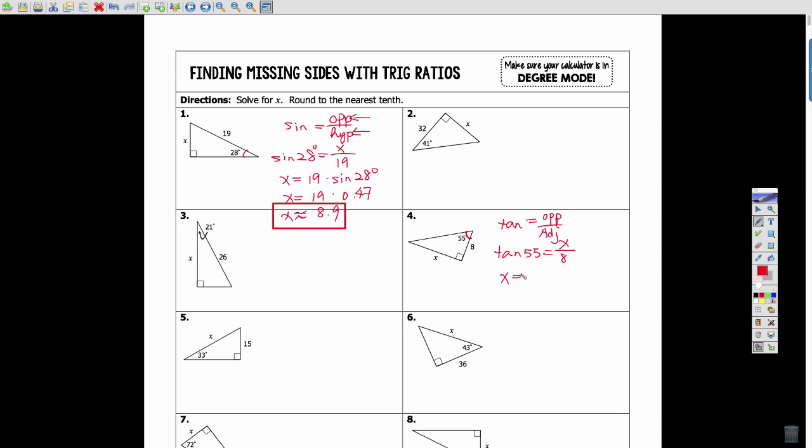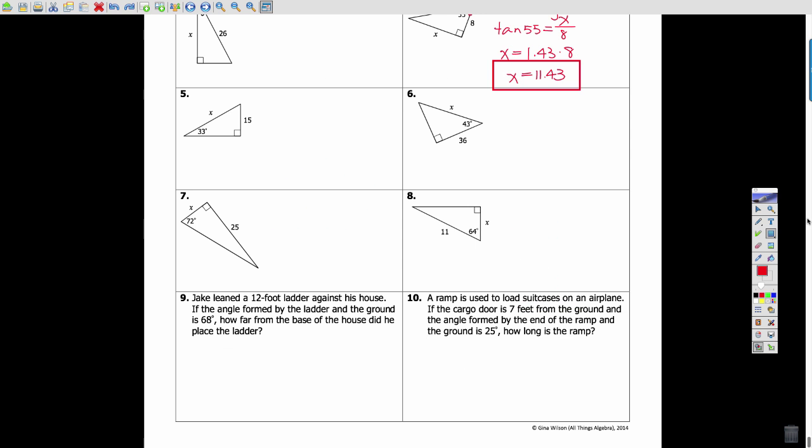So when you do tan 55, that's about 1.43. If you multiply both sides by 8, you should have x. So your final answer is x equals 11.43. That's your final answer there. Okay?